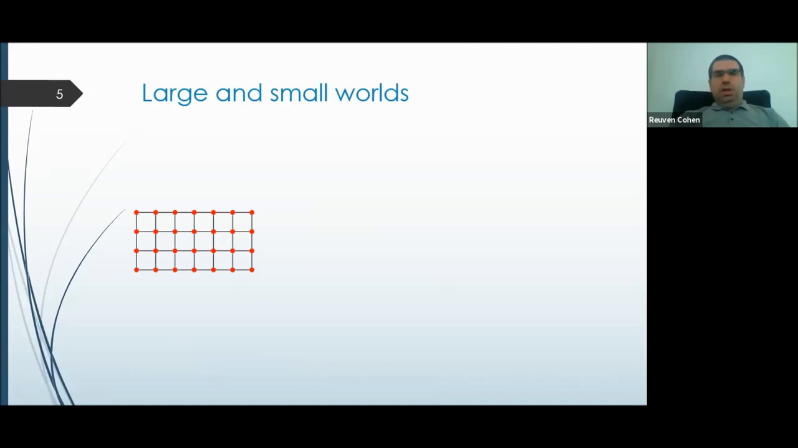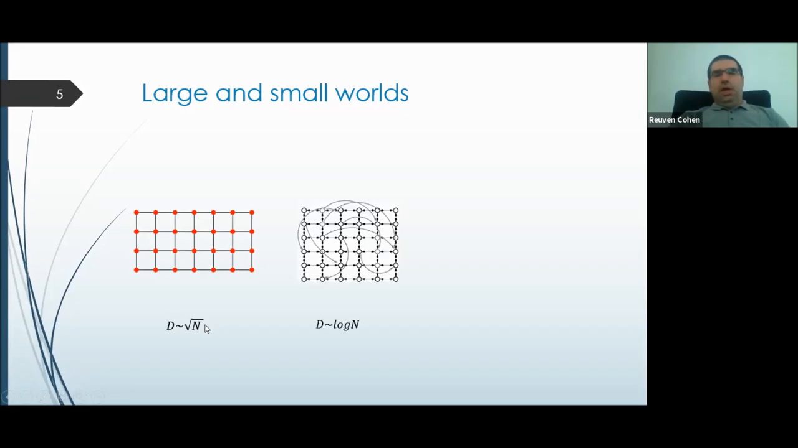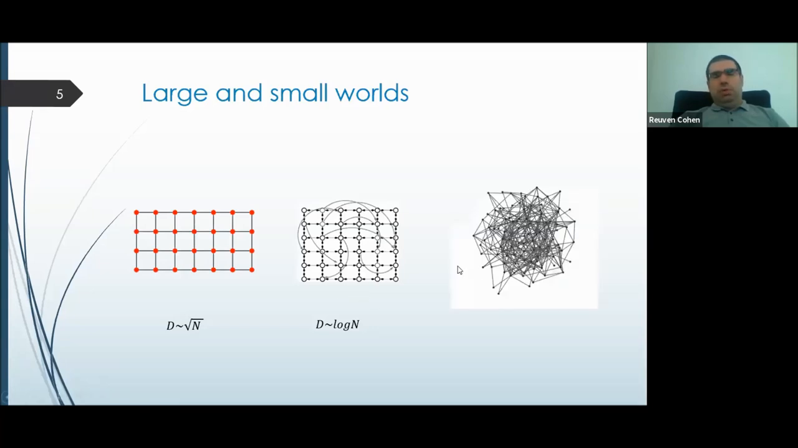Another result that is well known is that some networks, some graphs, are large worlds, meaning that when you look at the distances between a random pair of nodes, for instance, we get very large distances. For instance, for this grid, if we look at two nodes which are more or less on opposite sides of the grid, we get distances that are of the scale of square root of n. If we add shortcuts, we get distances that are logarithmic in the number of nodes. If we look at a completely random graph, then also the distances are logarithmic.